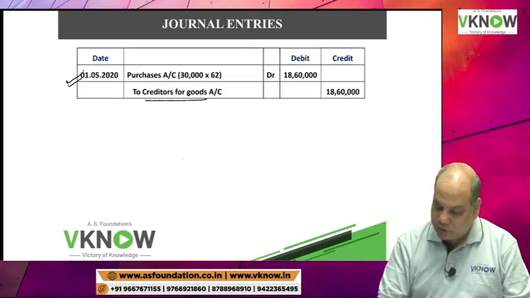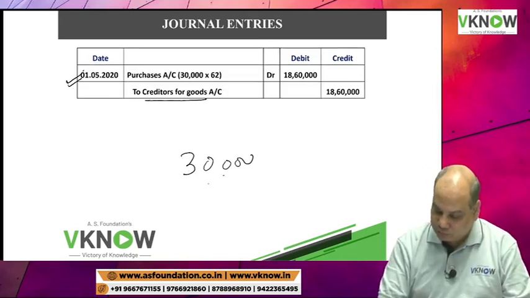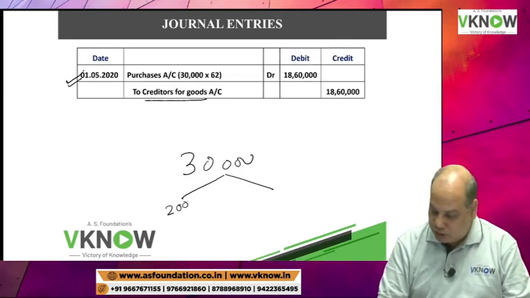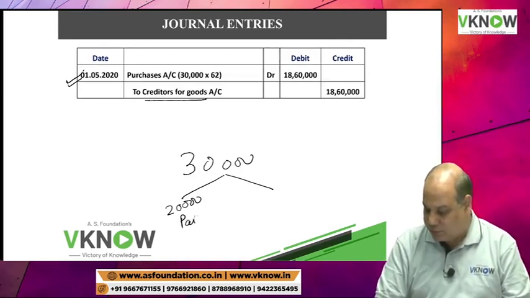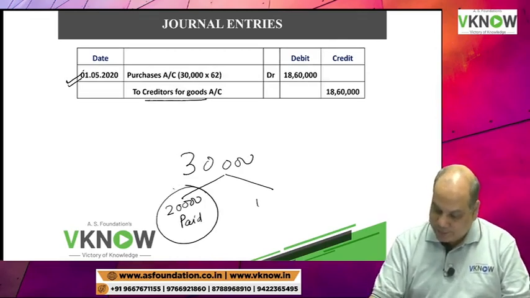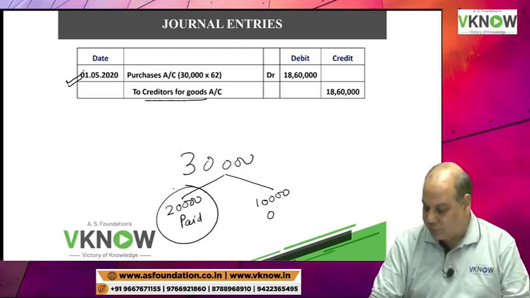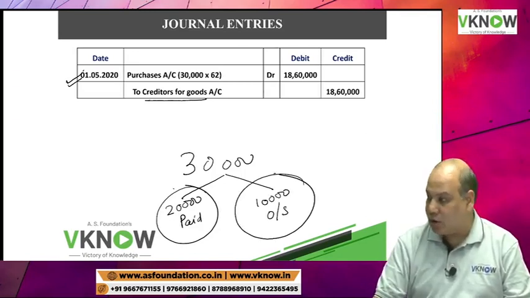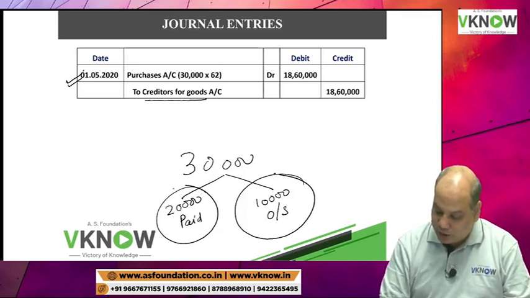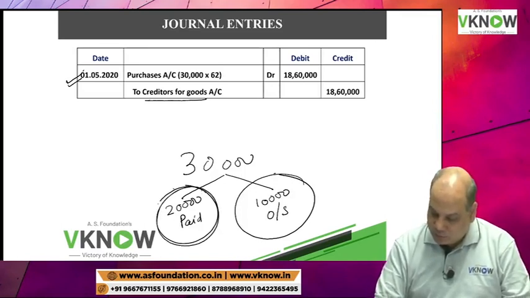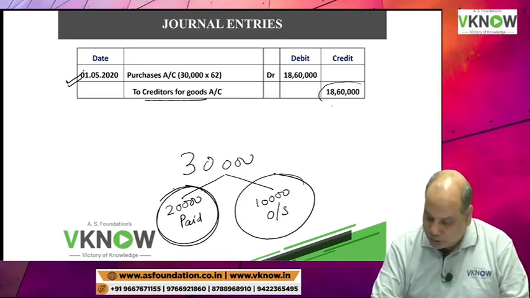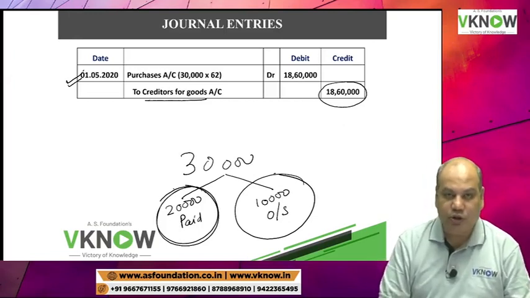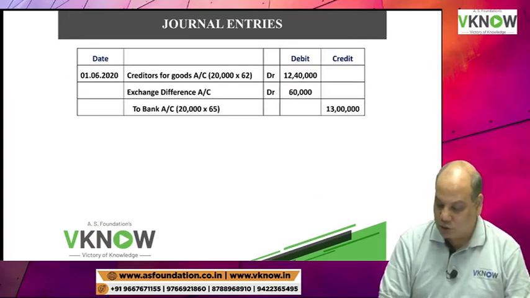Now out of this 30,000, 20,000 were paid. So 10,000 will remain outstanding. So at the time of payment, you will proportionately reverse the creditor, but the payment was made at a different rate, so therefore there would be exchange loss.